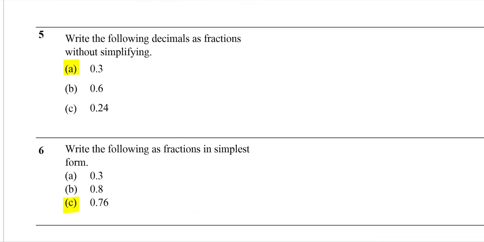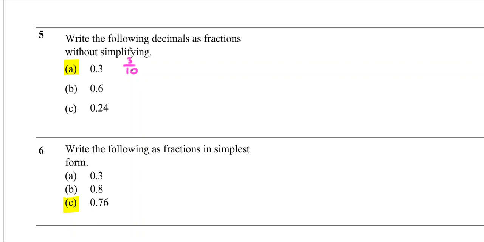Question 5. Write the following decimals as fractions. And it says there without simplifying. So this is using the place value to help us do that. So the 3 is in the tenths position again. So you just write that as 3 over 10 and not even worry about trying to simplify it. That one wouldn't simplify anyway.